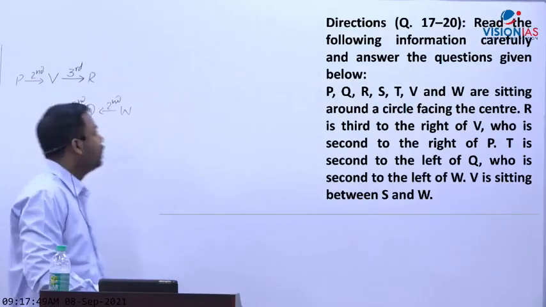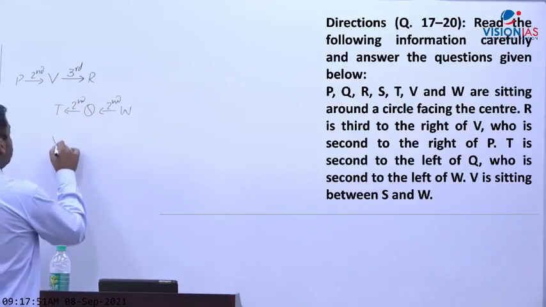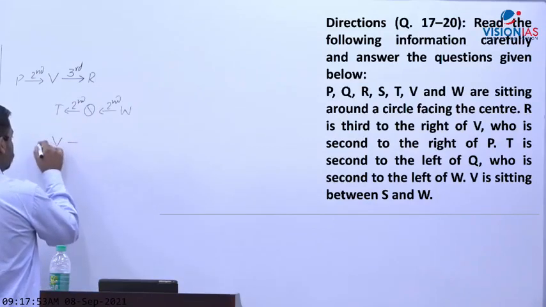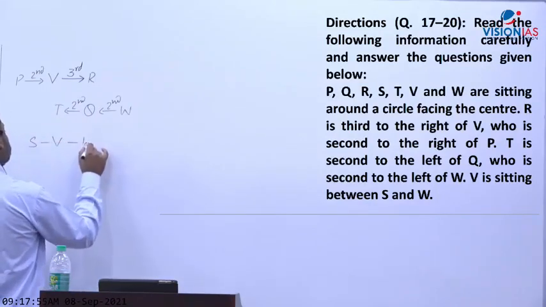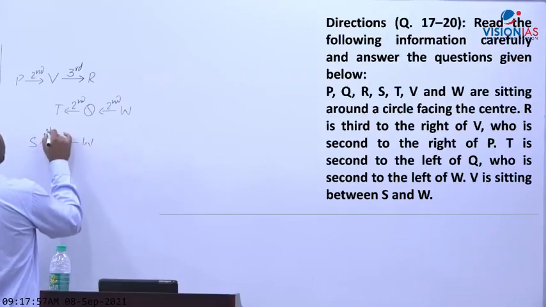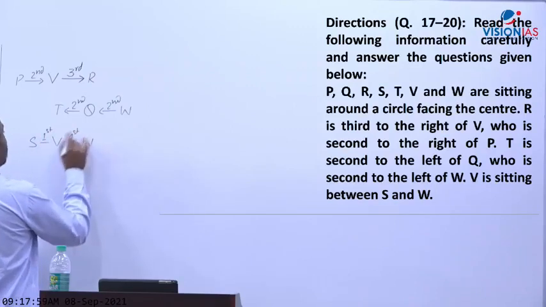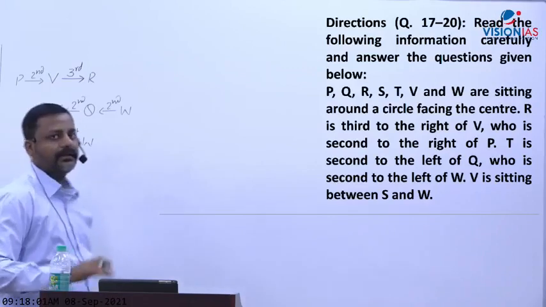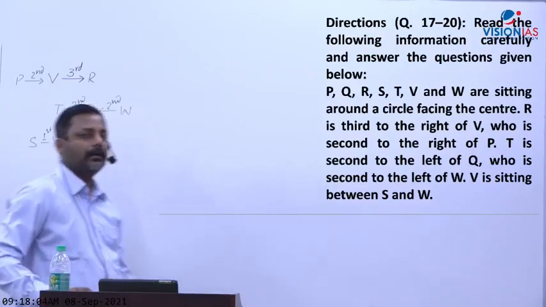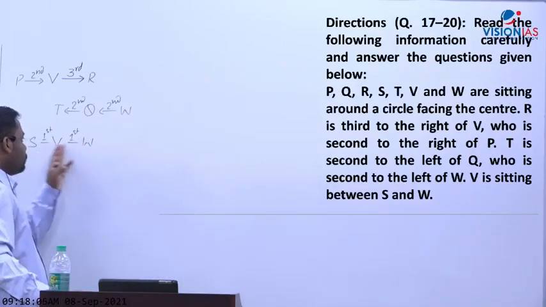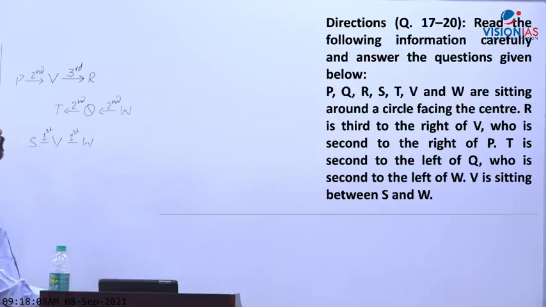V is sitting between S and W. V is sitting between S and W means V is at first place from S and W, or you can say S and W are at first place from V.